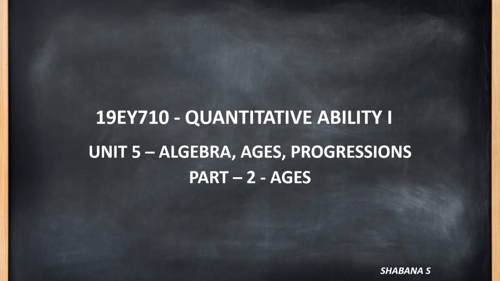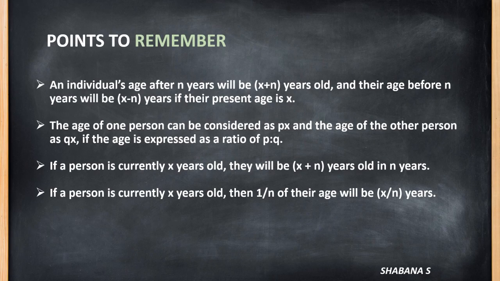Dear learners, welcome to this video of Unit 5 of the course 19AY710 Quantitative Ability 1, Part 2. You must have already gone through Part 1, which included the questions based on algebra. Part 2 is the questions based on ages. So let's get into this video to know more about it.